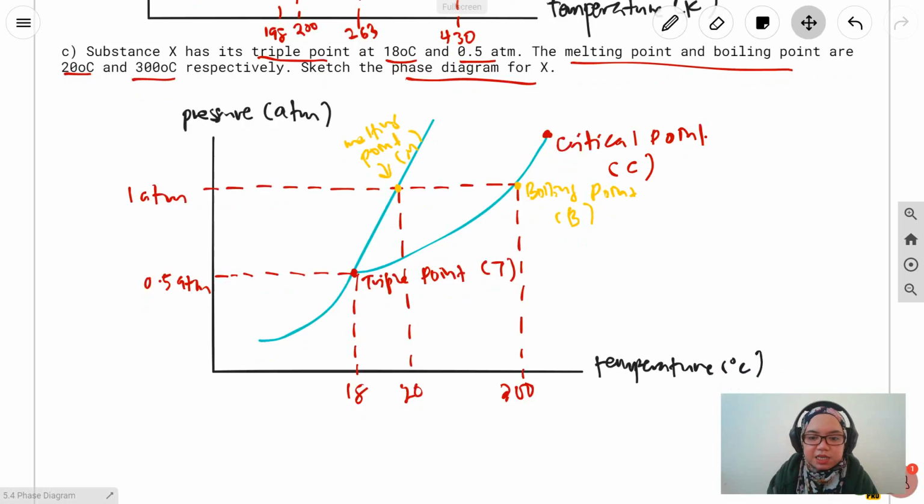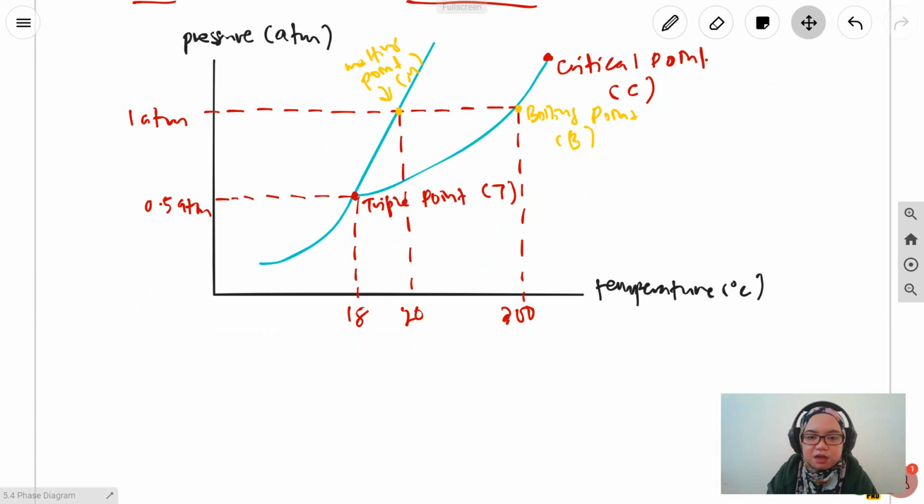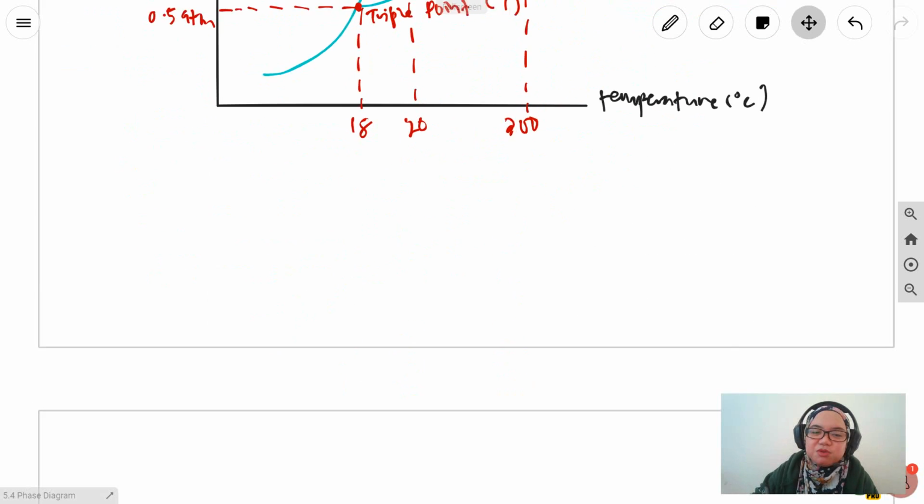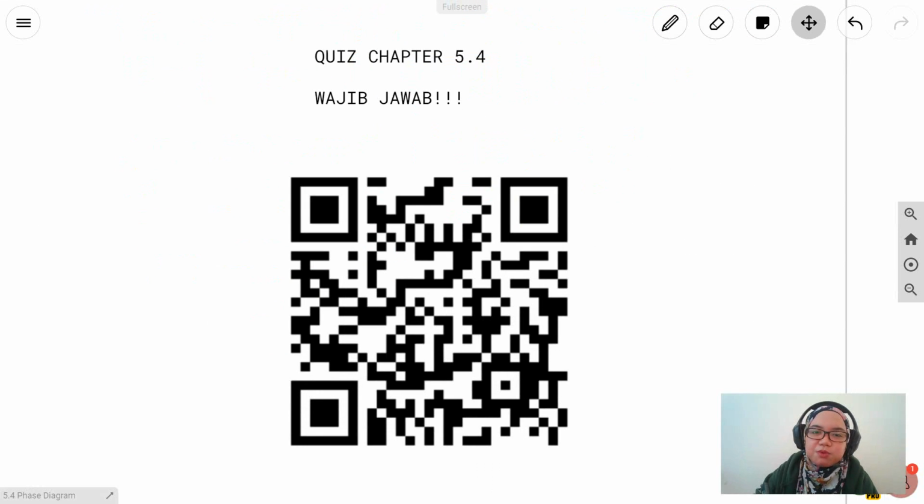So, saya harap awak dah faham untuk chapter ni. Okay, harapnya lah. Okay, kalau tak faham, ulang balik video ni. Okay, sebelum apa-apa, tolong jawab quiz chapter 5.4 ni sebab saya ambil attendance. Okay, so wajib jawab. Okay, sebab simple je soalan dia. Okay, alright, so that's all for today. Video kali ni panjang sikit sebab banyak benda nak kena cakap dalam phase diagram ni. So, yeah, that's all for today. Thank you. Bye-bye. Assalamualaikum.